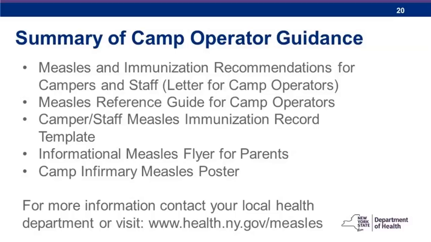We have the camper and staff measles immunization record template, which is the tool that I mentioned for maintaining a list of measles immunization status for campers and staff. These templates are not required, so check with your local health department. They may have more stringent requirements, but certainly a similar type of record keeping is going to be needed for this season and will be helpful in the event of an outbreak. And we have the camp measles posters that are expected to be posted in the infirmary and other locations around camp.